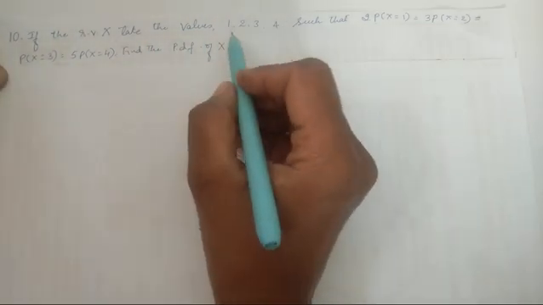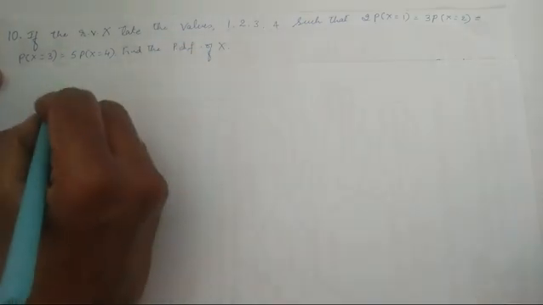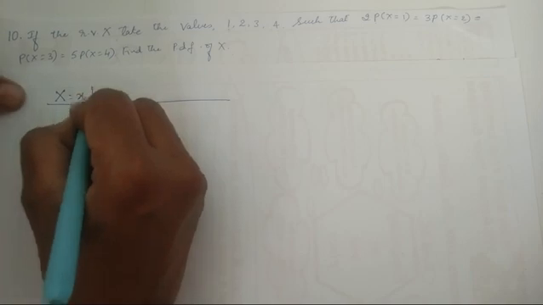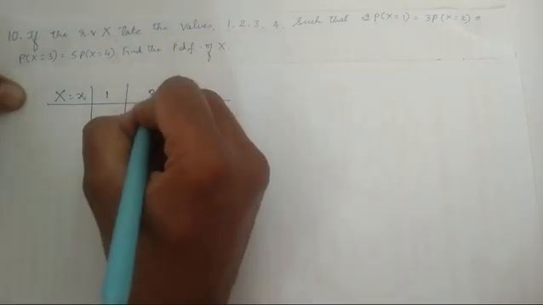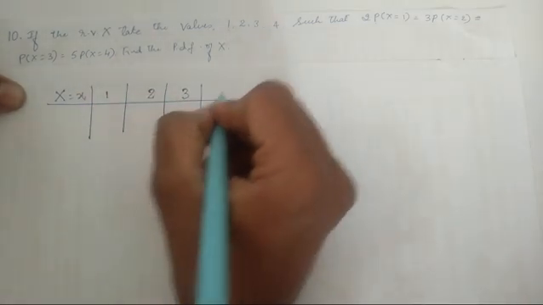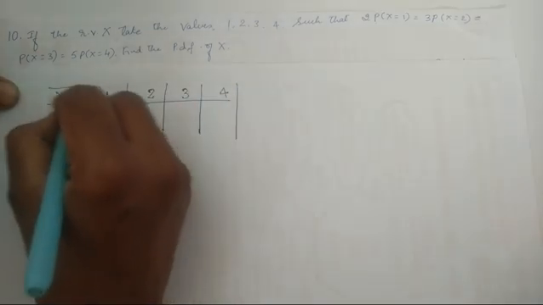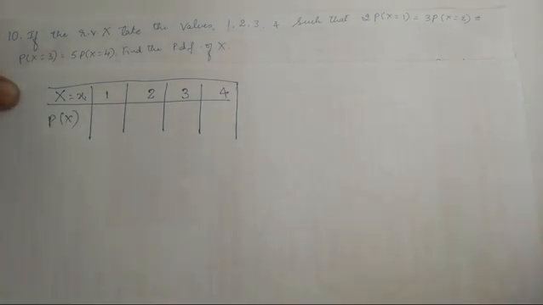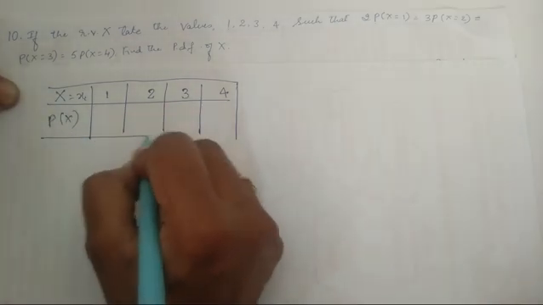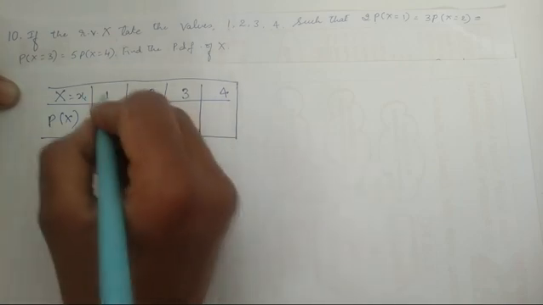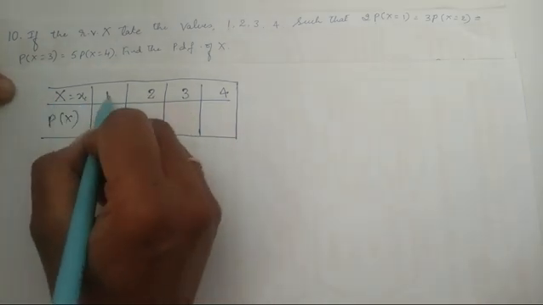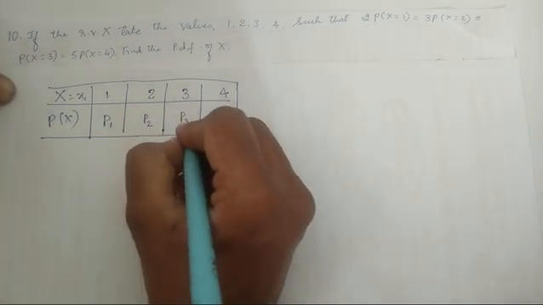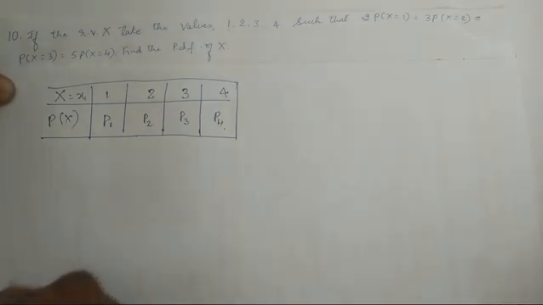First, they are telling what the x values are: 1, 2, 3, 4. So let me tabulate the x values. X values are 1, 2, 3 and 4. For the P of x values, let us consider, they are giving hints, no? So let us consider P of x equal to 1 as P1, here as P2, here P3, and this probability as P4.